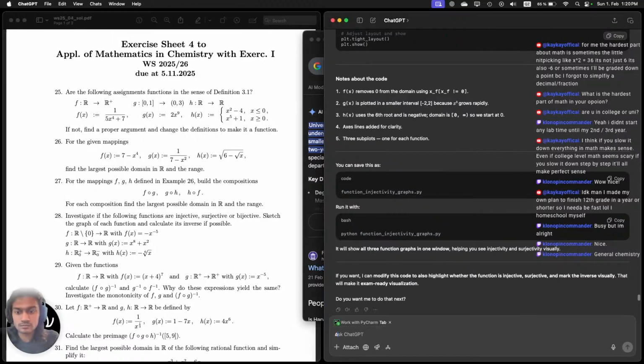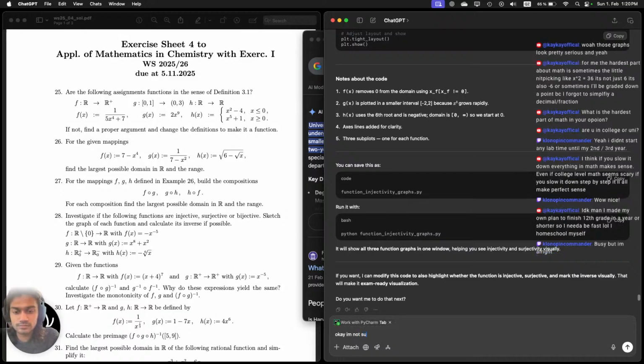Hmm. I'm not sure. Whoa, those graphs look pretty serious. And yeah, these graphs look serious, but I don't know if it's true. So let me know, how can I start solving this question?